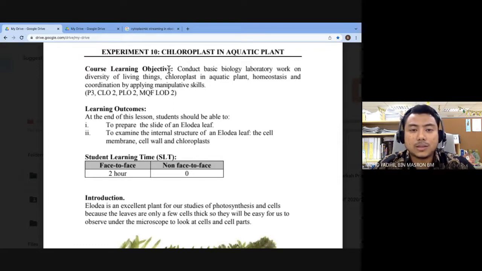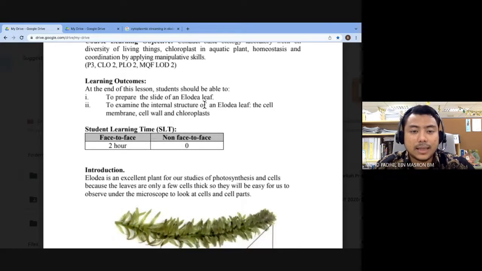Here are the course learning objectives. You guys can read this. Here are the learning outcomes. At the end of this lesson, students should be able to prepare the slide of an Elodea leaf. Yes, this experiment requires you guys to prepare a microscope slide, which means later you're going to examine the internal structure of the Elodea leaf, referring to the cell membrane, cell wall, and chloroplast using a microscope.